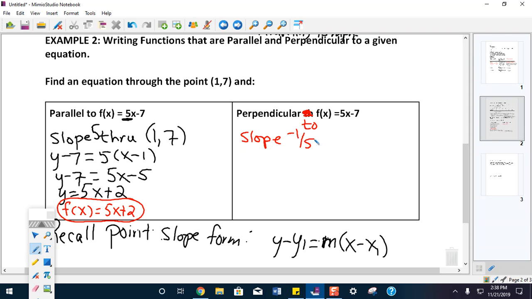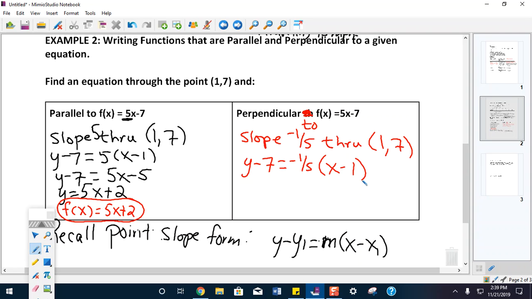So I'm going to go down here and look at point slope form again. If I go y minus y1, my y1 value is 7, so we're going to write this as y minus 7 equals negative 1/5 times the quantity x minus what? Okay, so I'm going to distribute on the right. I end up with negative 1/5 x plus 1/5.